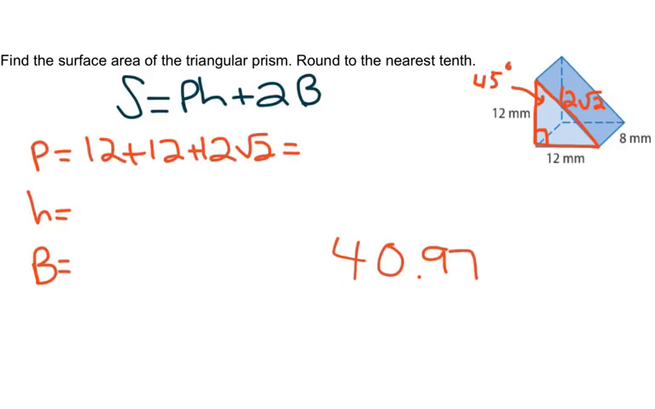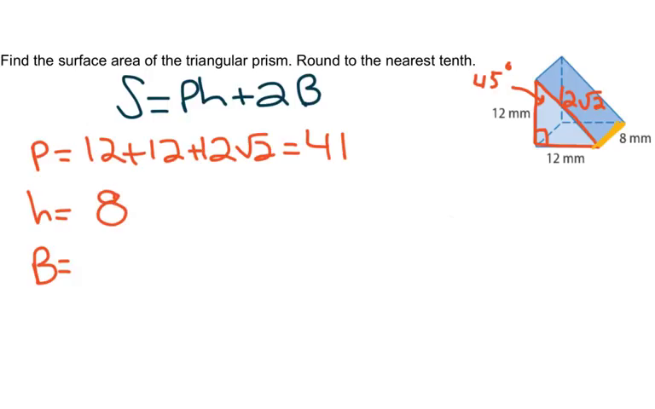But if we're rounding to the nearest tenth, that 7 bumps that 9 up to a 10, which moves that 0 up to a 1. So we have 41. That would be our perimeter. And again, the height of the prism is from base to base. So in this case, triangle to triangle. Again, height does not automatically mean straight up and down. So we have 8 for our height.